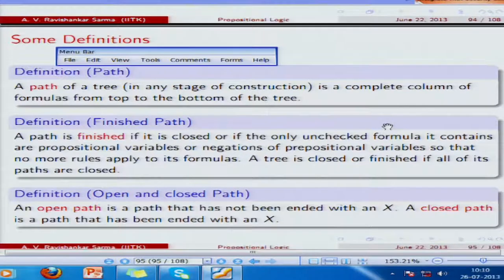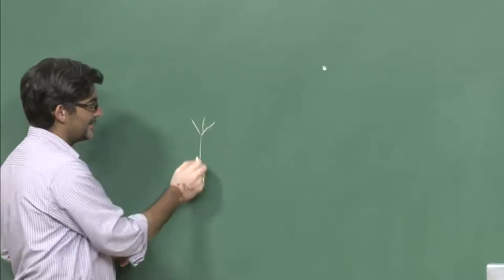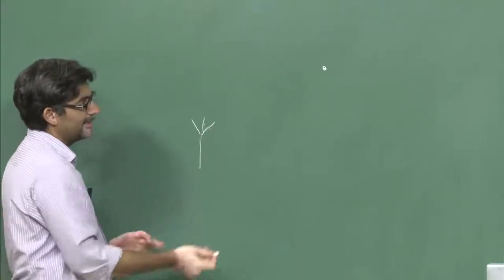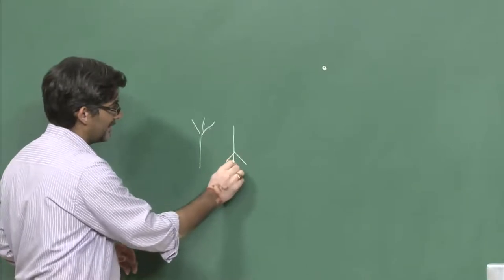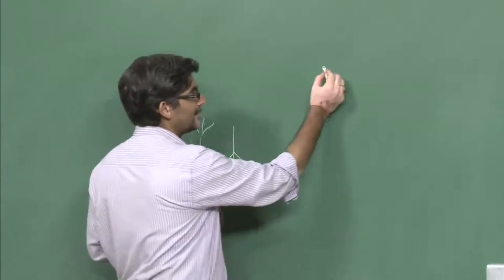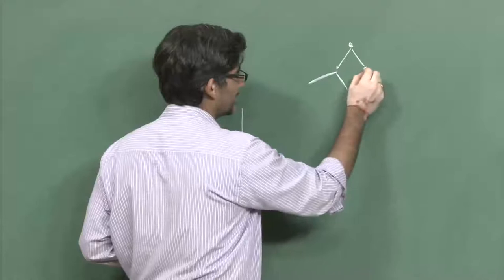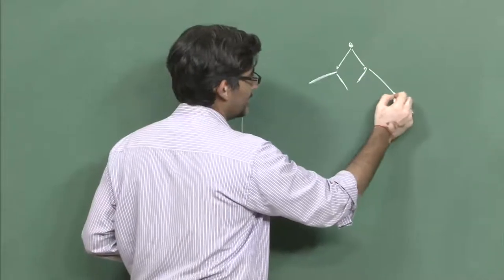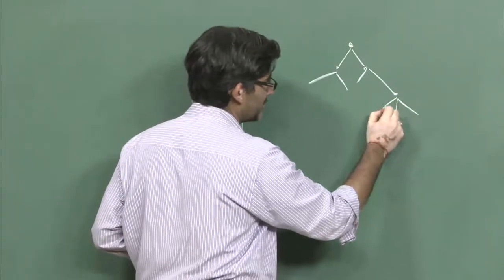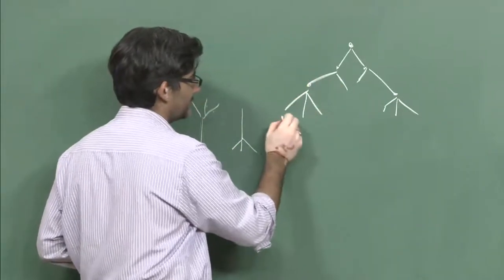For example, this is the root, and this is an upside down kind of tree. An ordinary tree has branches and a trunk, but in our case it will be like this, an upside down kind of tree. Suppose you have a formula like this, and this leads to this branch, which leads to three more branches like this, and this one leads to this.